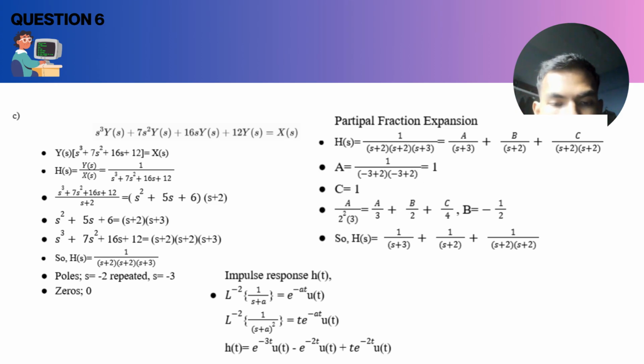For the partial fraction expansion, we decompose H(s) into A divided by s plus 3, B divided by s plus 2, and C divided by (s plus 2) squared, solving to get A equal 1, B equal negative 1, and C equal 1. Finally, using the inverse Laplace transform pairs, the impulse response is h(t) equal e to the power of minus 3t u(t) minus e to the power of minus 2t u(t) plus t e to the power of minus 2t u(t).